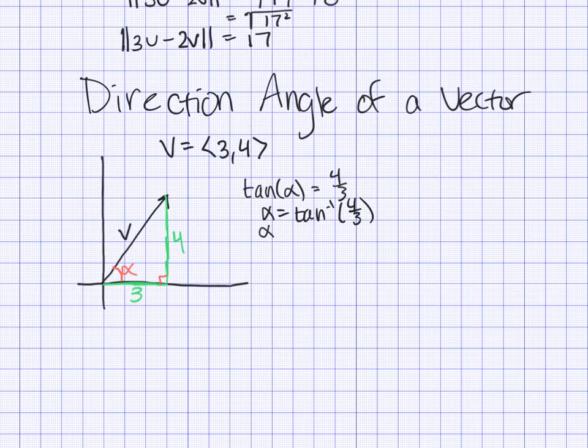I'm going to round this to the second decimal place. If you round it to the first, that's okay. Alpha is equal to 53.13 degrees. And that is what we consider the direction. If it was smaller, something like 20 degrees, that's going to lean more to the right, versus if it's an obtuse angle. But this is it. This is the answer I'm looking for, and that's what we want for direction.